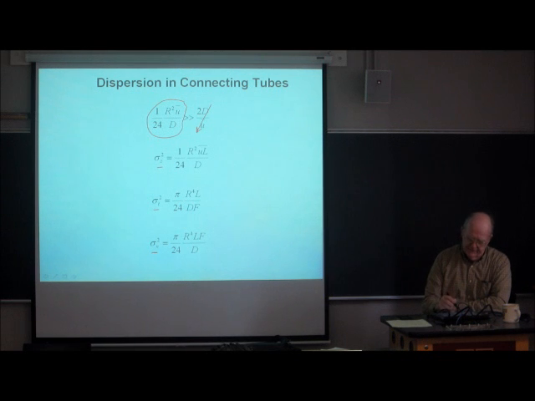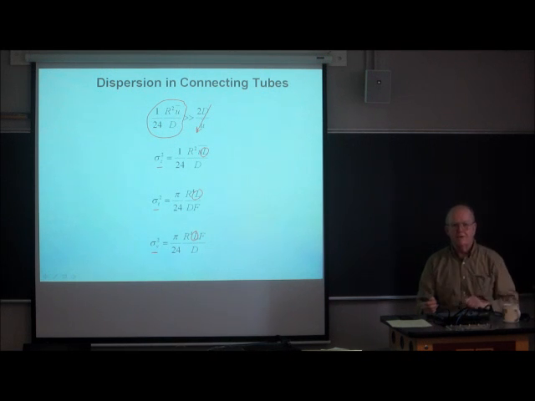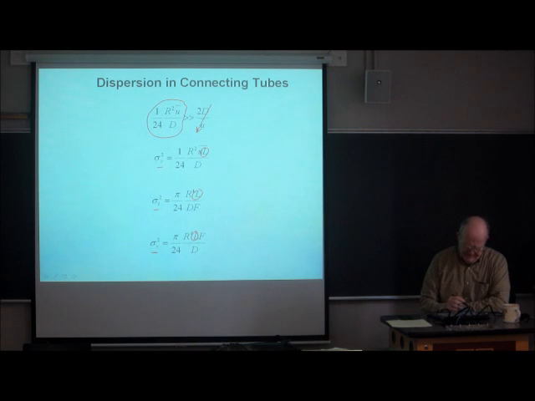Notice that all of these are proportional to the length, to the first power. So if you double the length, you're going to double the variance. They're all inversely related to the diffusion coefficient. These two, the flow-based ones, go with a fourth power of the radius. The distance-based one goes with the second power of the radius. That's an important difference.